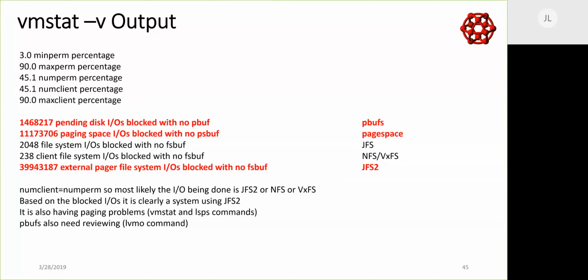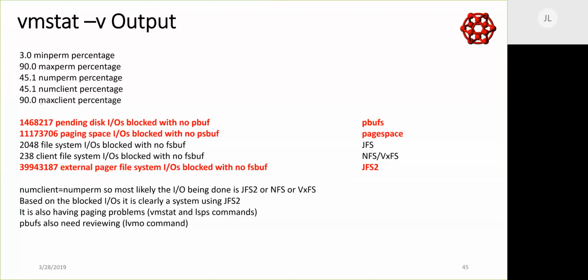Is it a page space IO? In that case, it goes to a page space buffer. Is it JFS? In that case, it goes to a JFS FS buff. Is it NFS or Veritas? Now it goes to a client one. Is it JFS2? It goes to one that's called an external file system buffer.